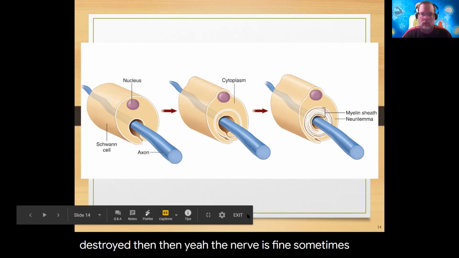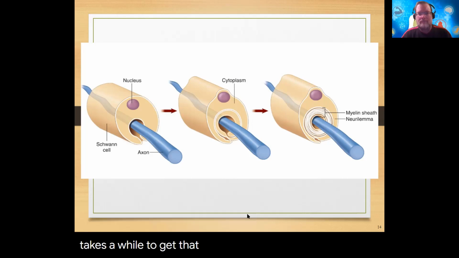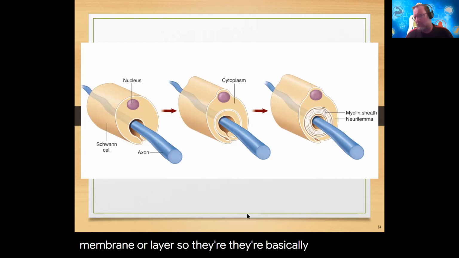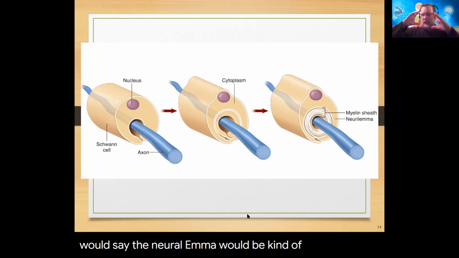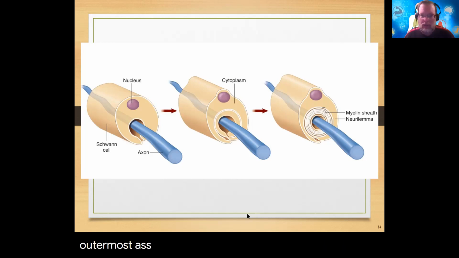Sometimes it takes a while to get that. Yep, a sheath for a neuron. Lemma kind of means membrane or layer, so they're basically part and parcel, I would say. The neurolemma would be kind of the outermost aspect.